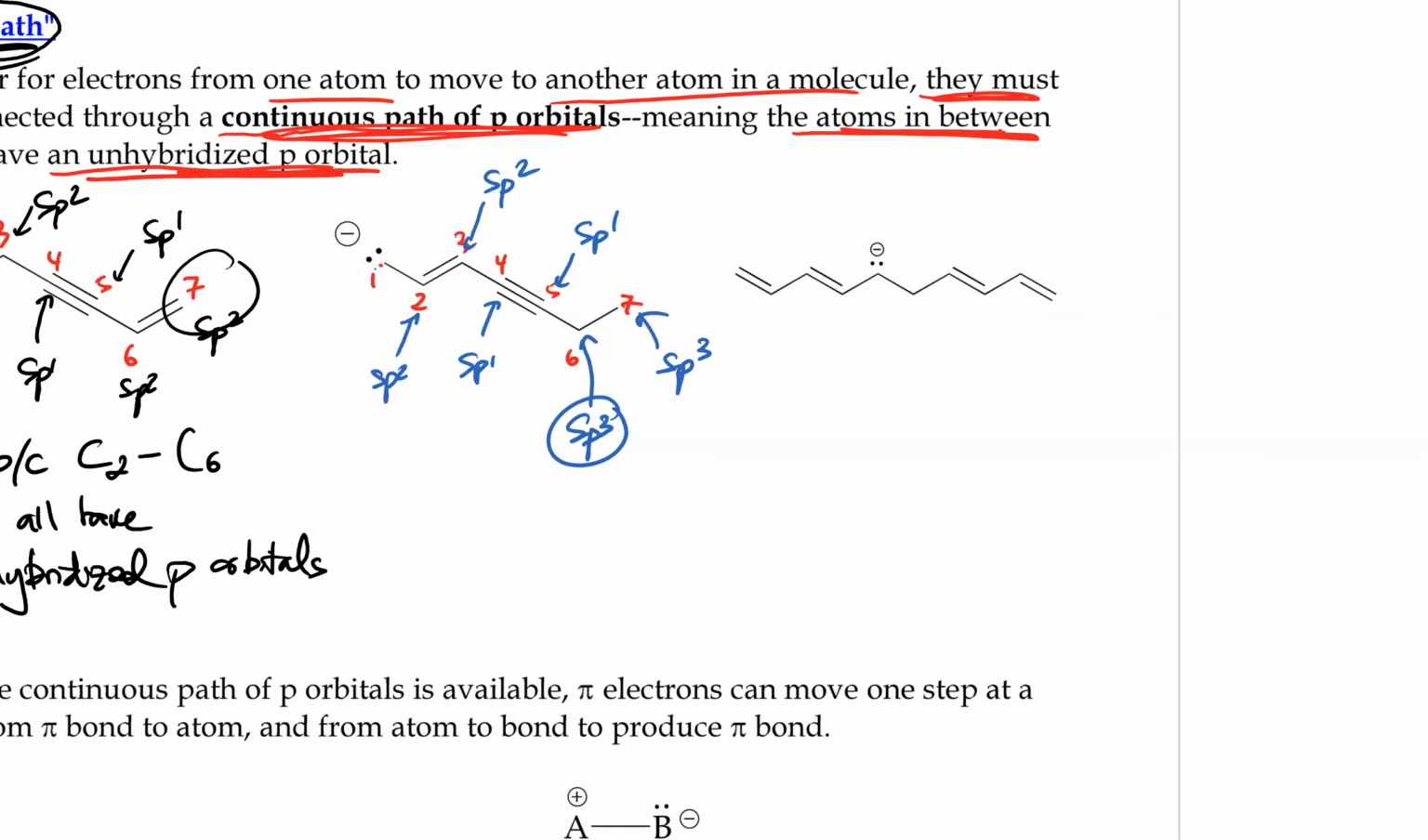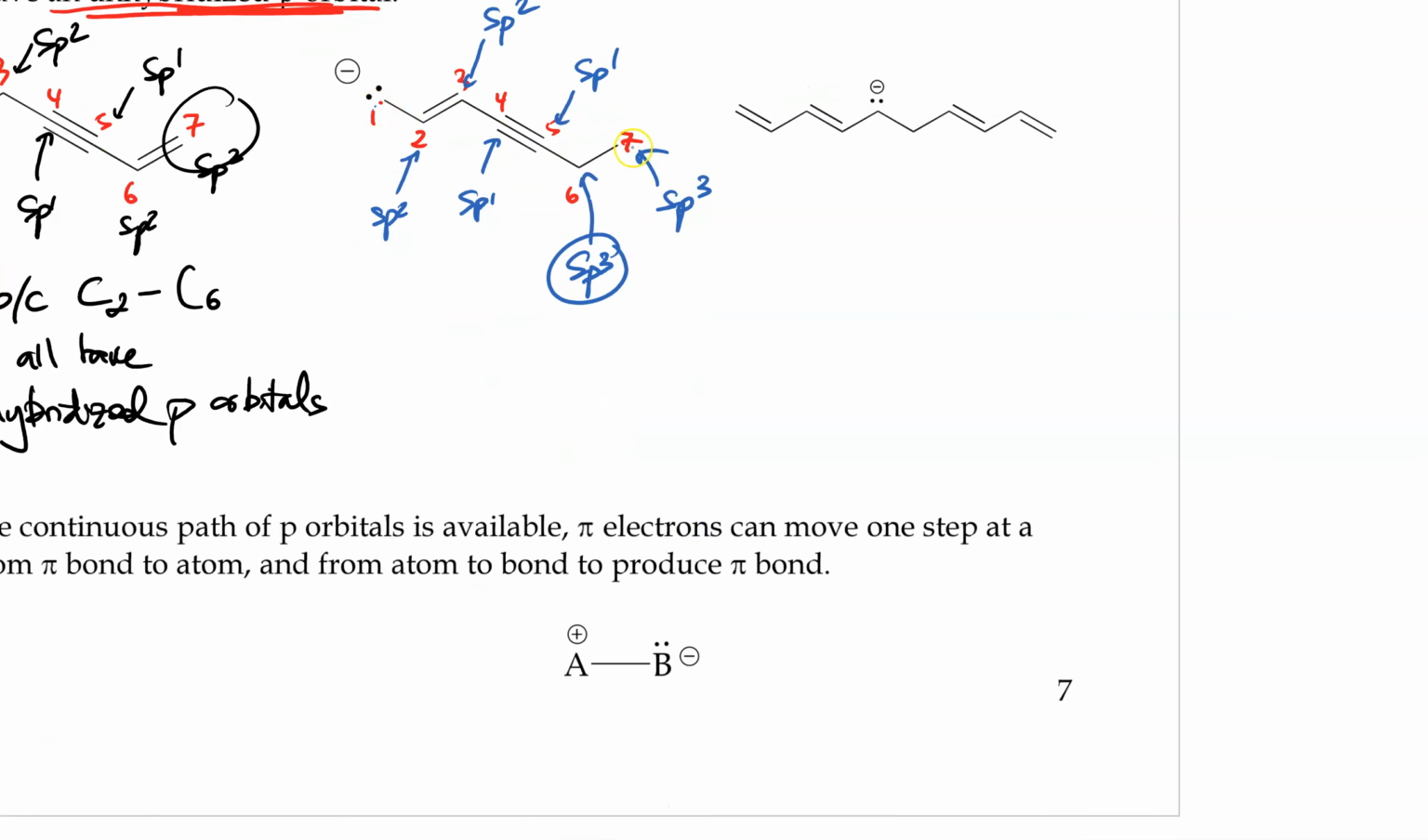So in this case, electron cannot flow from carbon 1 to carbon 7 due to the break in this path right here that occurs at carbon 6, because carbon 6 and carbon 7 do not have an unhybridized p orbital on them. Okay, so C6 and C7 are sp3, so they have no p orbital in them. So electron cannot flow from carbon 1 to carbon 7. But it is possible for electron to be transferred from carbon 1 to carbon 5, but not all the way to carbon 7 in this case.